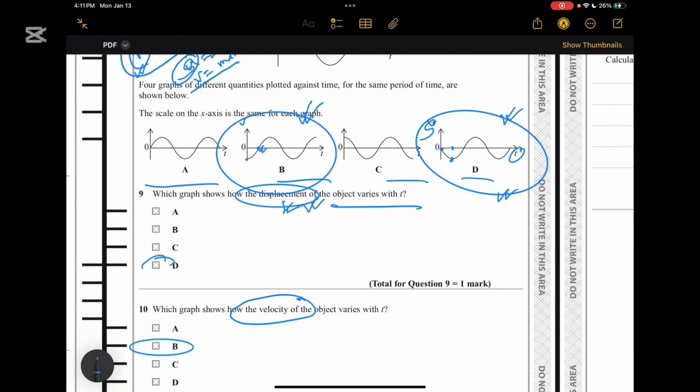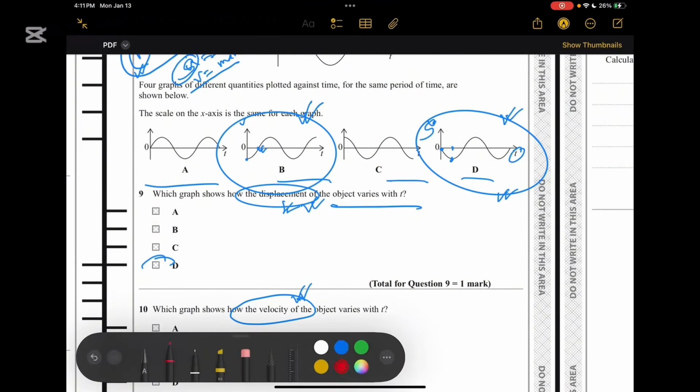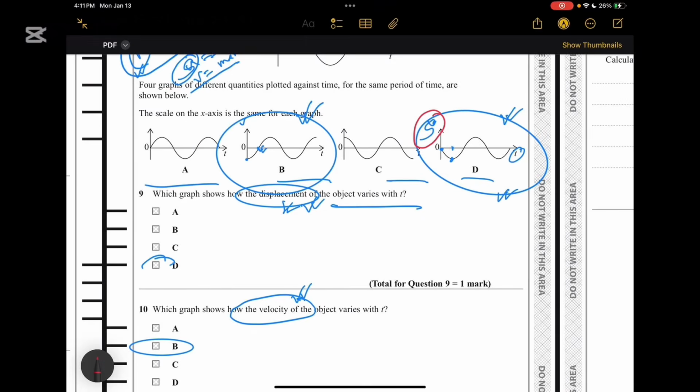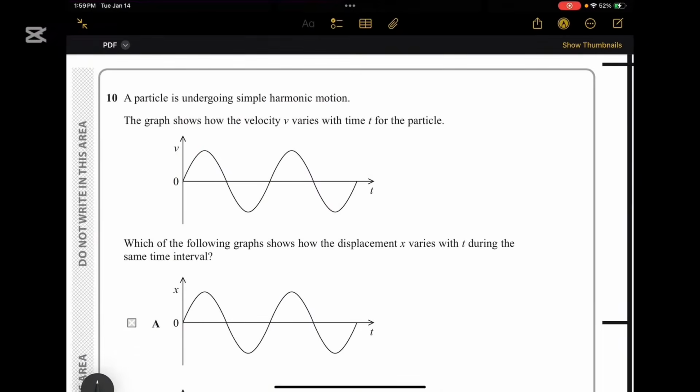If we are given the displacement graph and asked to find the velocity time graph, you have to look at one thing: when in the displacement time graph the displacement is 0, at that time the velocity is at maximum. When the displacement is at maximum, the velocity is 0. So B is our velocity time graph. A similar question arrived in the October 2024 paper as well, where I have solved this question in a very detailed way.